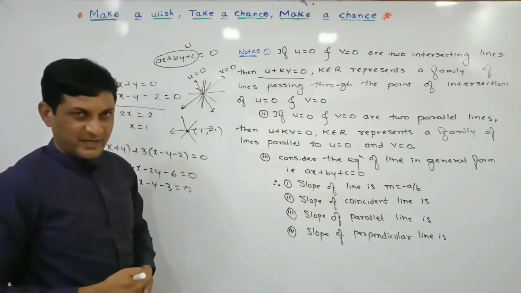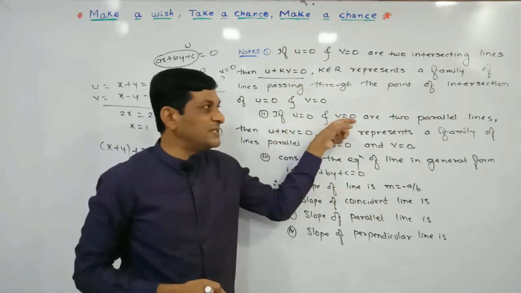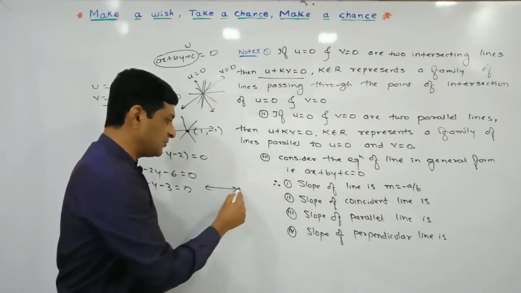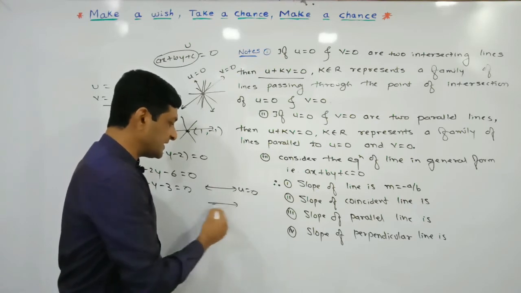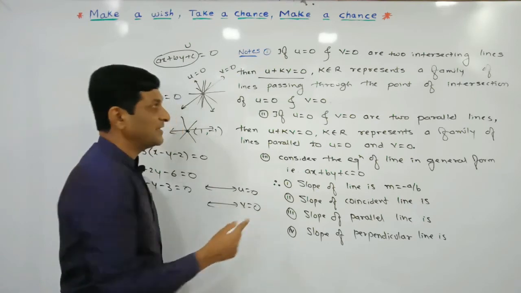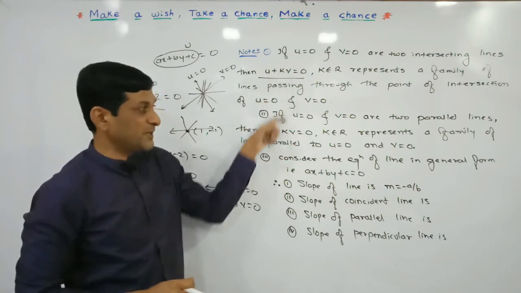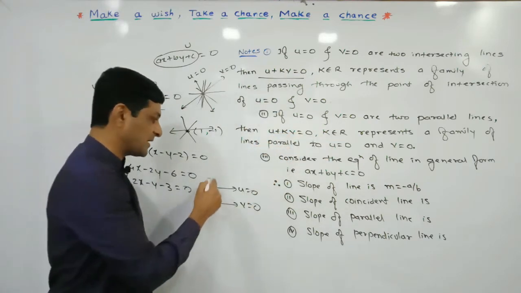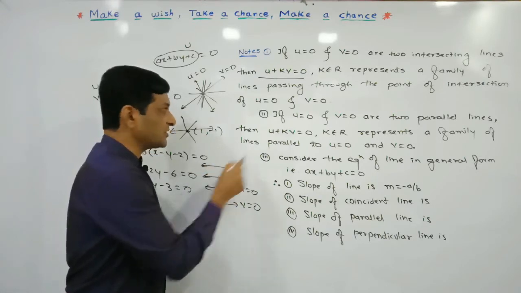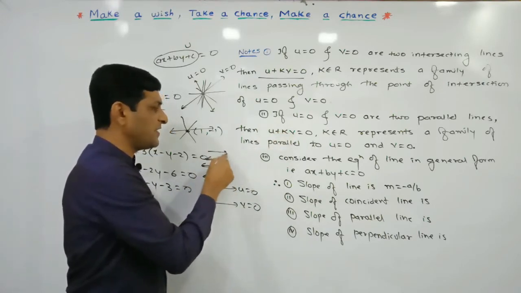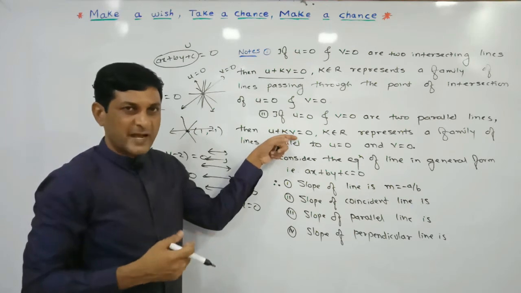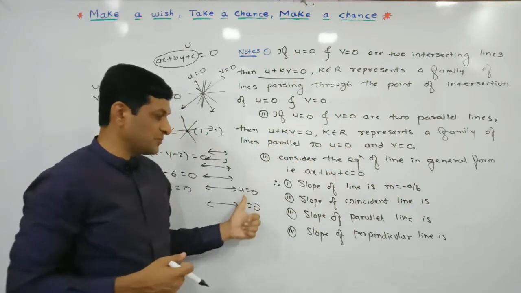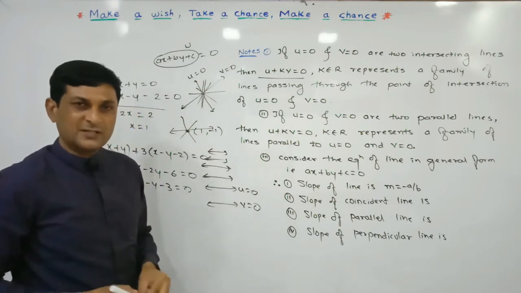In the same way, if u is equal to 0 and v is equal to 0 are two parallel lines, let this be u is equal to 0 and this will be the second line which is parallel to this line, then u plus kv is equal to 0 represents a family of lines parallel to these two lines. Then this equation represents what? Infinite number of lines, a family of lines which are parallel to which two lines? u is equal to 0 and what? v is equal to 0.